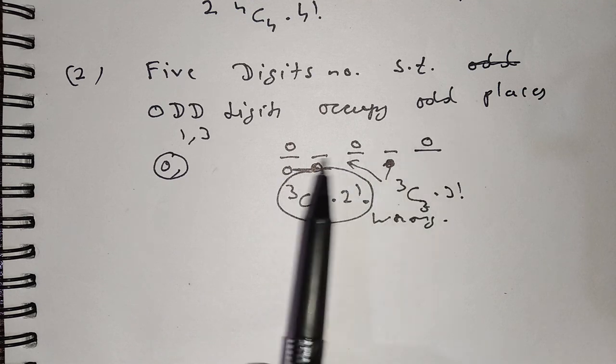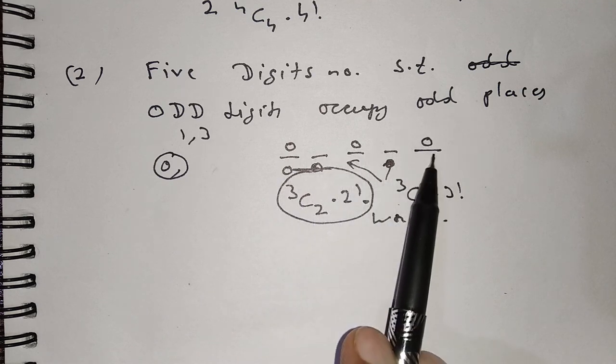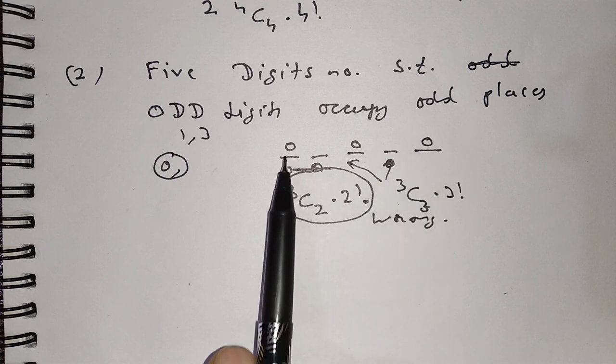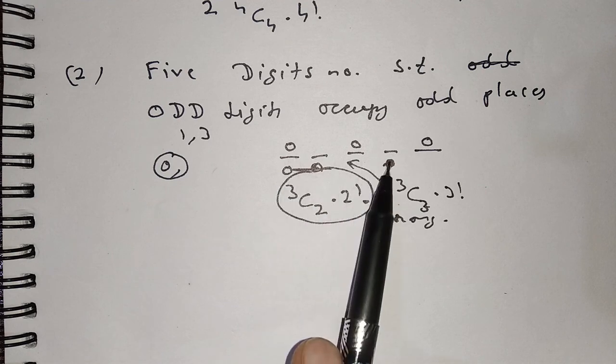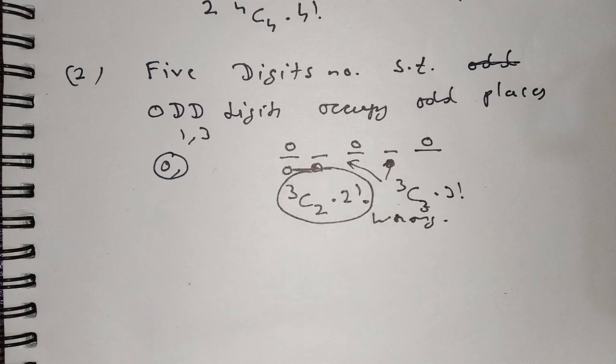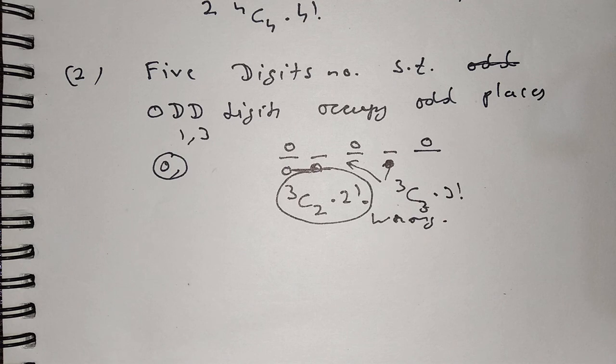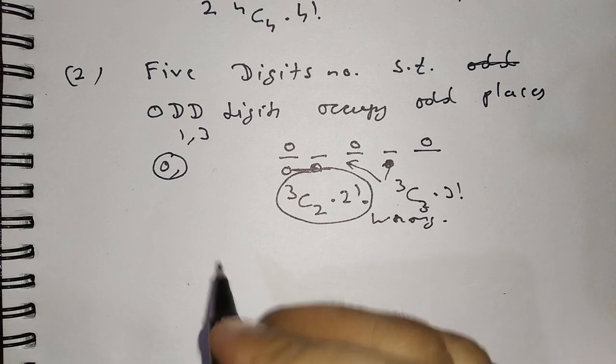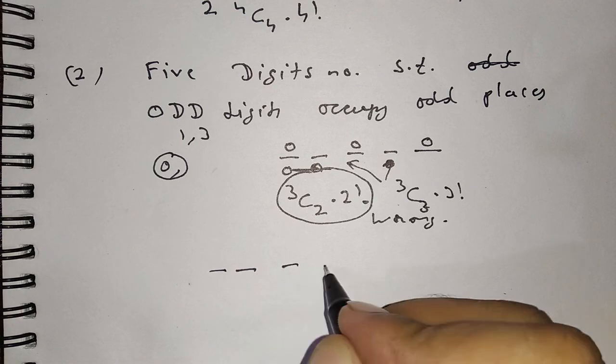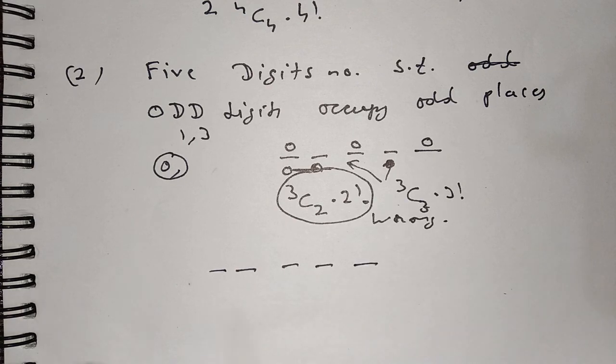This is a different case, and second, third and fifth, this is a different case, because if we put 0 at the first place, then this does not become a 5-digit number, it will give a 4-digit number. So this can be done separately by considering 0 or not considering 0. So let's start the process.